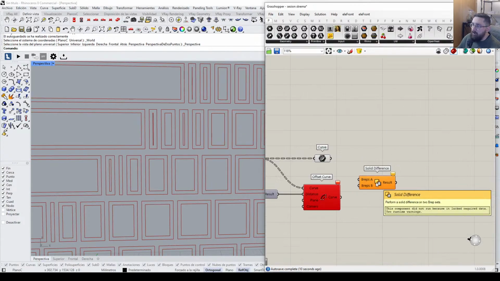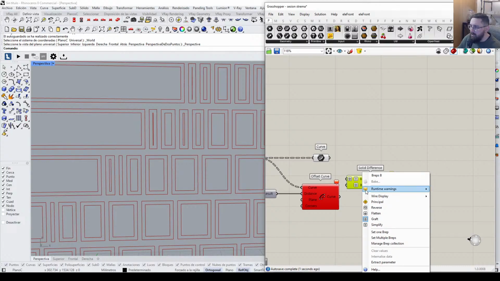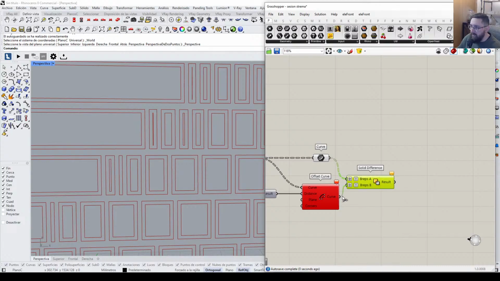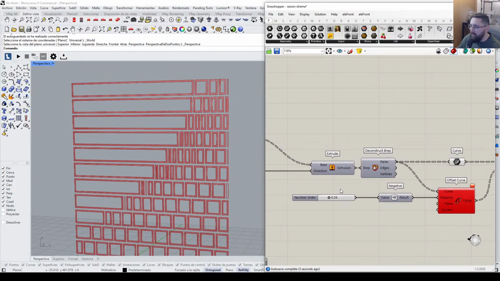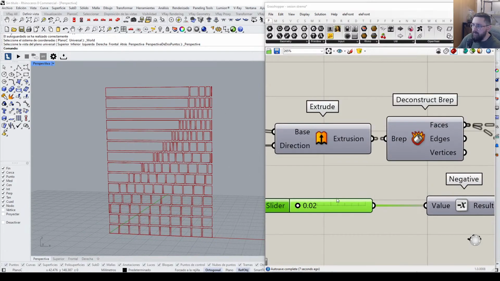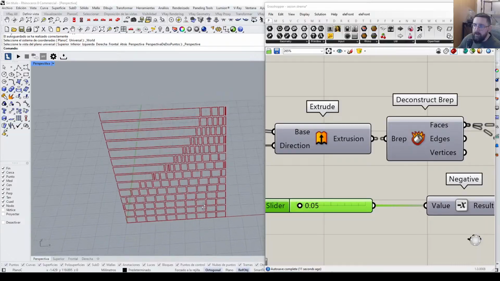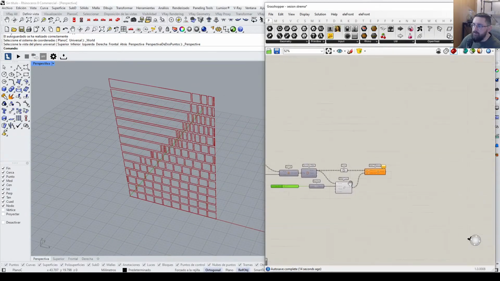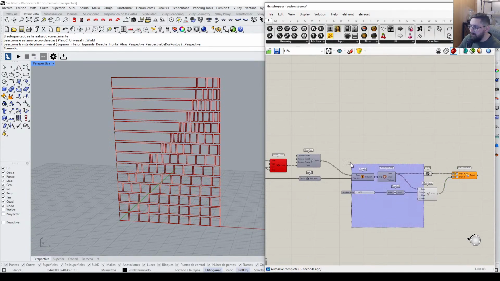Solid difference. I can graft. I think graft. Simplify. Big one. Take away the small one, and I should have that going on. Now the offset's quite big, so let's make that smaller, 0.05. And then what we can do is we can extrude. That's good.